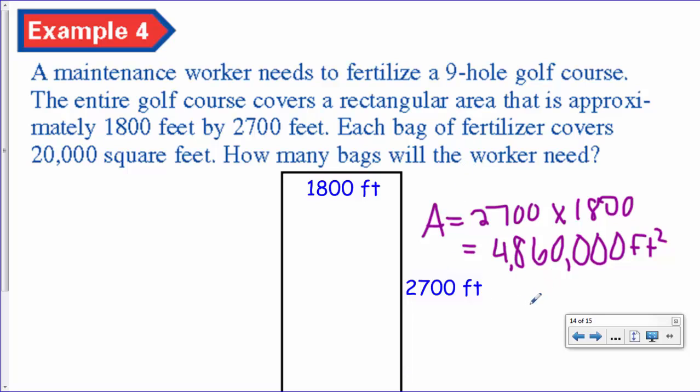Now we want to know how many bags of fertilizer they will need, and each bag covers 20,000 square feet. So to get our answer, we'll take this answer and divide it by 20,000 to figure out how many bags of fertilizer the worker is going to need. So our final answer is 243 bags.